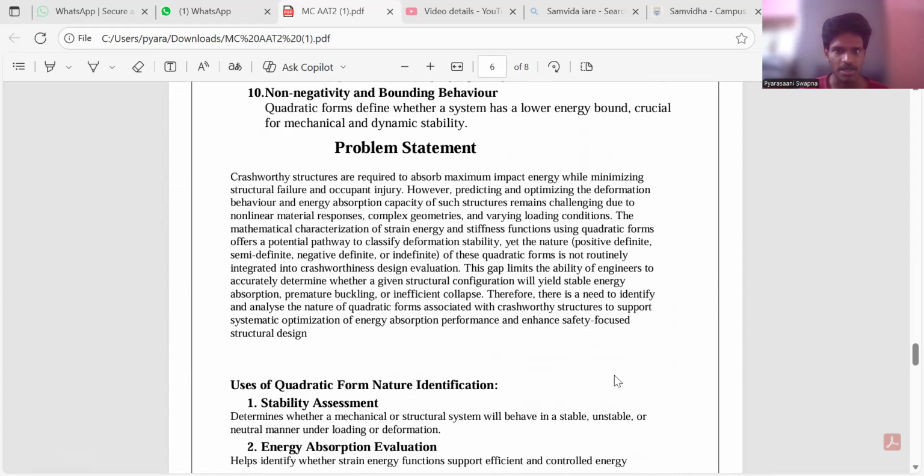The mathematical characterization of strain energy and stiffness functions using quadratic forms offers a potential pathway to classify deformation stability. Yet the nature of these quadratic forms is not routinely integrated into crashworthiness design evaluation. This gap limits the ability of engineers to accurately determine whether a given structural configuration will yield stable energy absorption, progressive buckling, or ineffective collapsing.